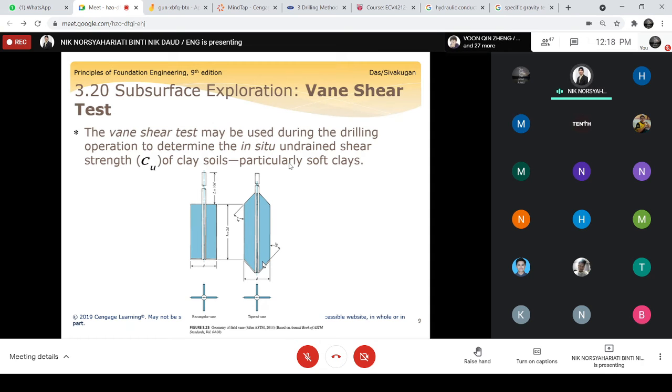Then subsurface exploration can also proceed by using the vane shear test, which is straightforward, to check the undrained shear strength, the Cu, in situ. So the vane shear test is purposely for clay soils, especially soft clays. We have the rectangular vane here, and also the tapered vane. The difference is the angle at the end of the vane shear tool.